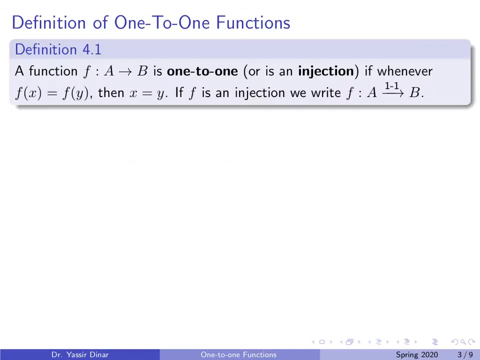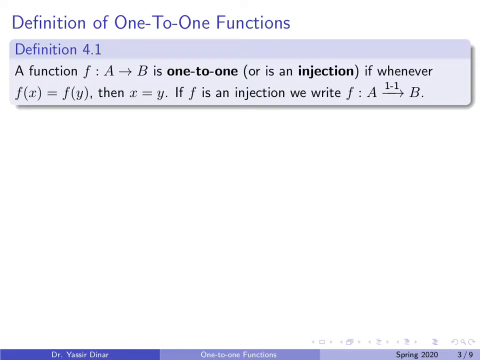In the definition, a function f from a set A to a set B is one-to-one or is an injection if whenever the value of f at x is equal to the value of f at an element y, then x is equal to y. If f is an injection, we write f is a function from A to B, and over the arrow we use these notations for one-to-one functions.